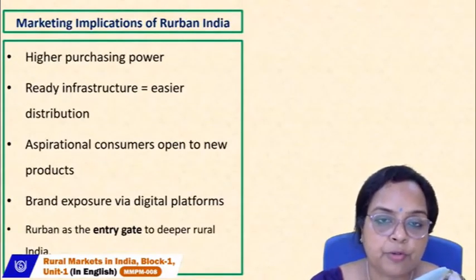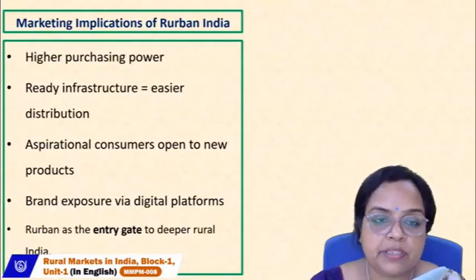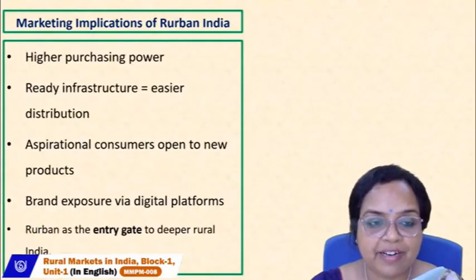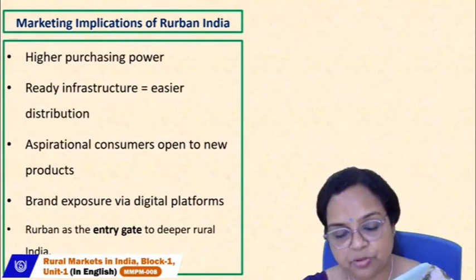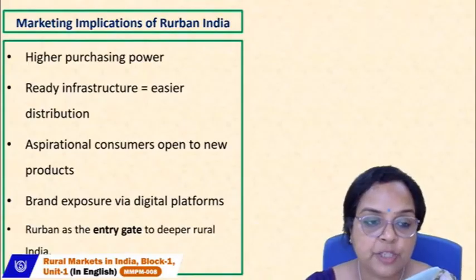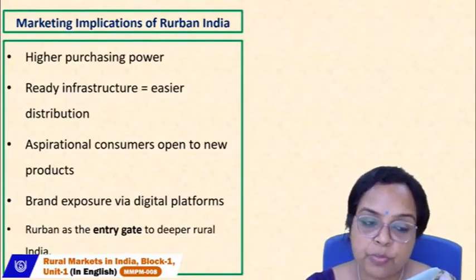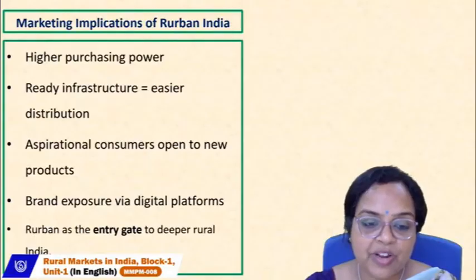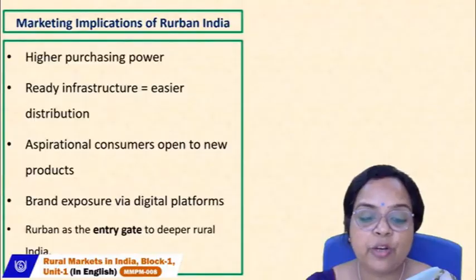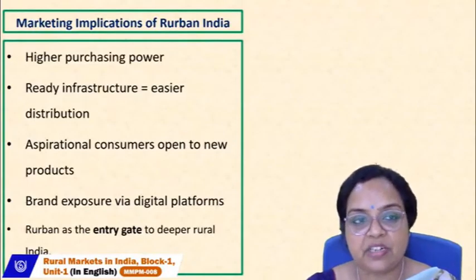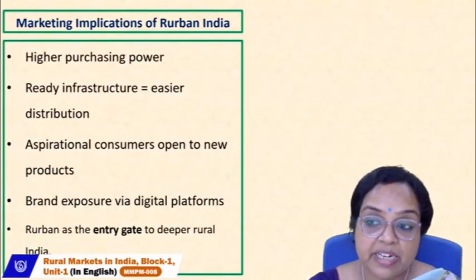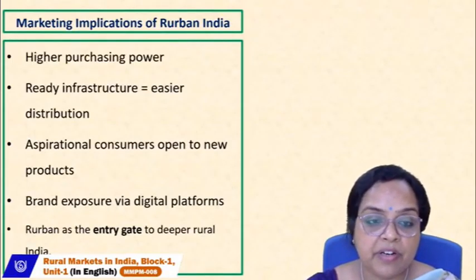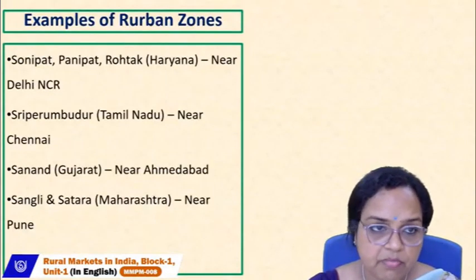Marketing implication of Rurban India: higher purchasing power of the consumer. Ready infrastructure is available, so distribution will be easier for the marketers. Aspirational consumers are open to new products, and brand exposure via digital platforms is available. Rurban is the entry gate to deeper rural India. These are the marketing implications of Rurban India. Marketers can take the benefit of these factors.